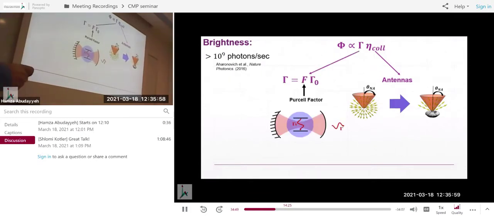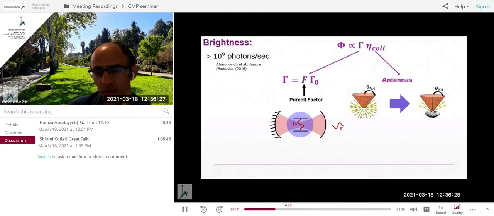And another way to go is to play with the decay rate or the lifetime, because the lifetime is quite long. If you couple your emitter to some sort of resonator, it might shorten the lifetime of the emitter itself. The factor by which you shorten the lifetime is called the Purcell factor when you couple your emitter to a resonator. So we need to go both ways in order to get to these high rates. Okay, we need to shorten the lifetime.